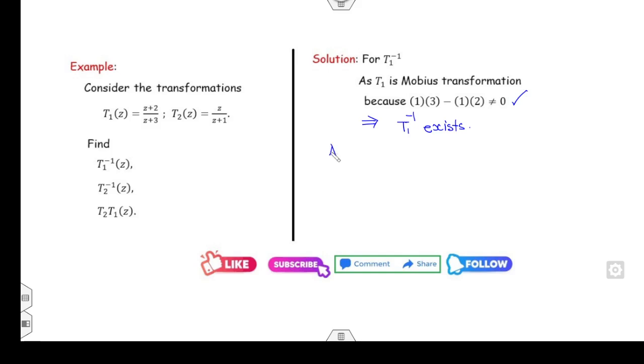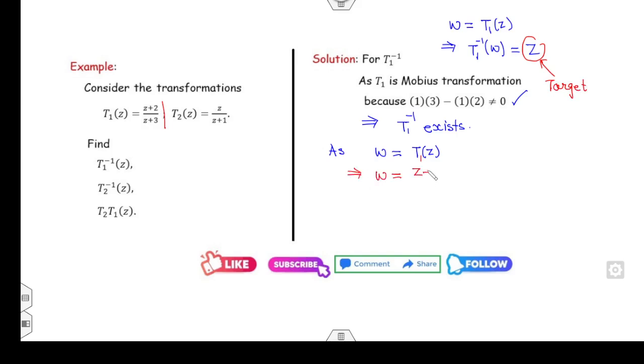And how can you find that T1 inverse? You can see W is equal to T of Z. So what is the value of T1 inverse? T1 inverse of W is equal to Z. So my target is to find the value of Z from T1. Fine, that is very simple. We can state it as W equals Z plus 2 over Z plus 3.